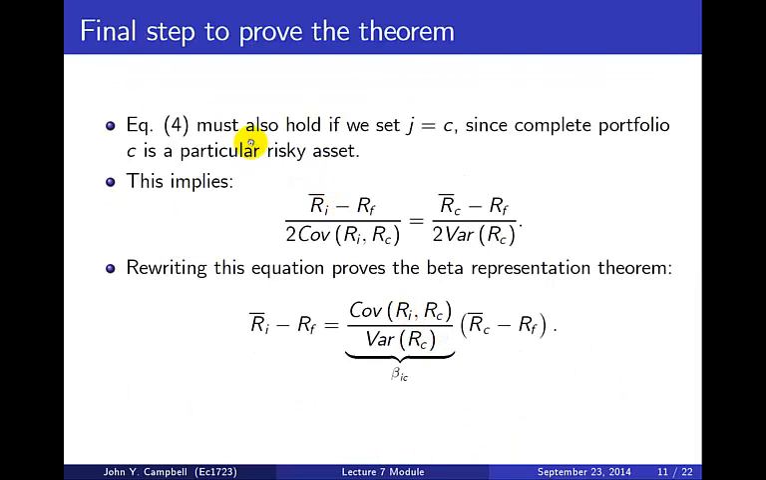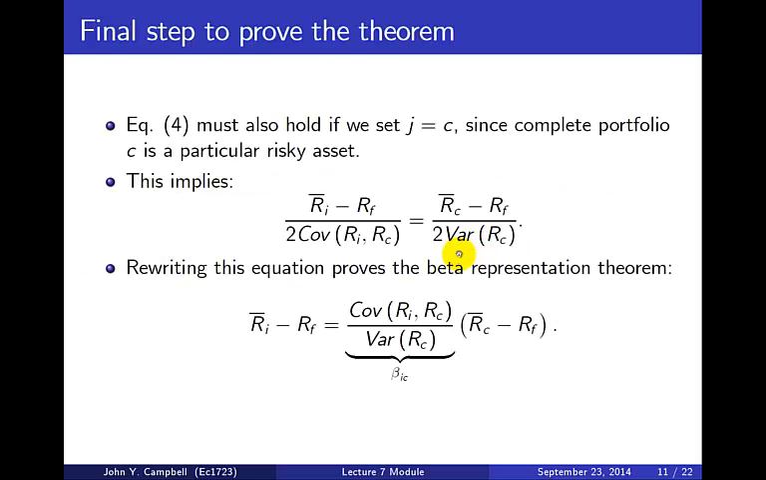Okay, now the final step to prove the beta representation theorem is that equation 4 must also hold if we make a particular choice of asset J, which is that asset J equals the complete portfolio C. Why? Because the complete portfolio C is an example of a risky asset, so the same logic holds. Well, now equation 4 will look like this. The left-hand side is the same as before, this ratio of mean excess return to twice covariance. The right-hand side is the ratio of mean excess return to twice the covariance of RC with itself, which is just the variance of RC.